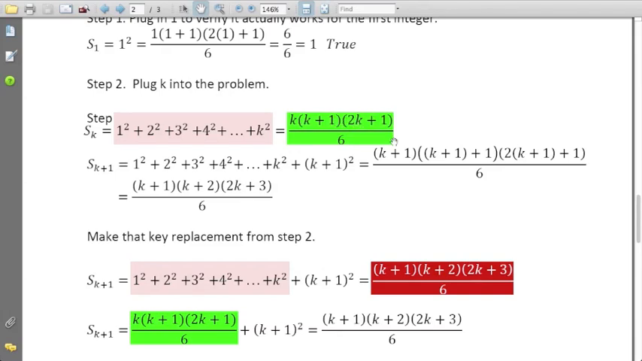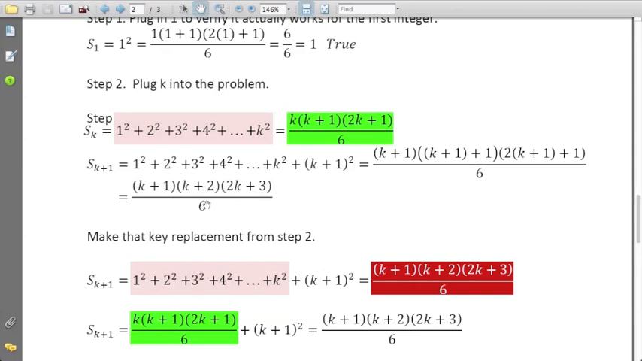It's kind of hard to see with all the parentheses and pluses over here. But here's the one that was now k plus 1 that used to be k. This used to be k, and this used to be k. I went ahead and simplified all of that down over here, which makes it a little nicer to look at. K plus 1 times k plus 2 times 2k plus 3 all over 6.